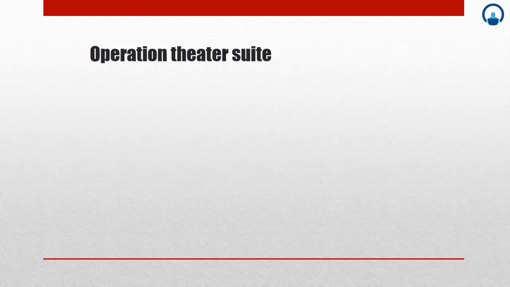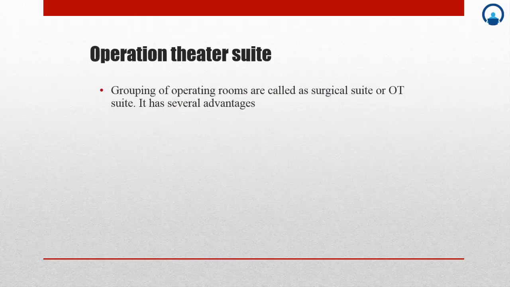Now, what is an operation theatre suite? We have been discussing that the OT suite is very complex. So what is an OT suite? What is the difference between an operation theatre and an operation theatre suite? Basically, when we group the operating rooms, that is called a surgical suite or OT suite. If only one OT is there, then it is called an operation theatre. But if we have 2 or 3 OTs grouped together on one floor, then it is called an operation theatre suite or the surgical suite.